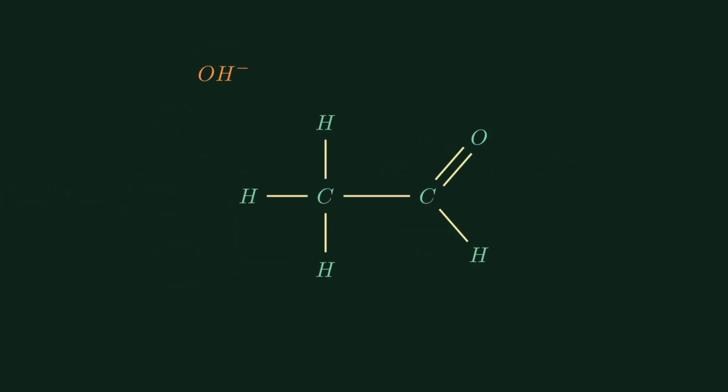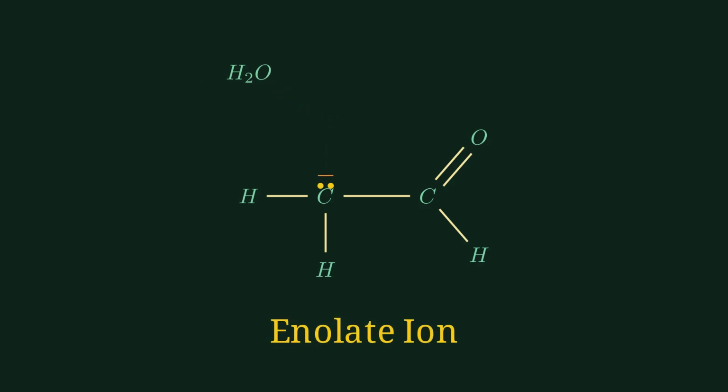When we introduce sodium hydroxide, the hydroxide ion acts like a chemical scout looking for a proton to grab. As you can see here, it snatches one of those alpha hydrogens. This leaves the acetaldehyde molecule with a negative charge on its carbon. We call this an enolate ion.